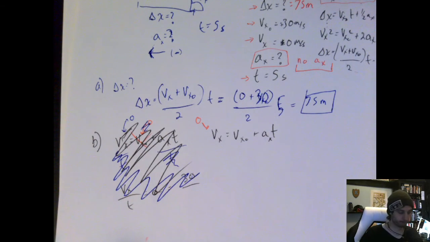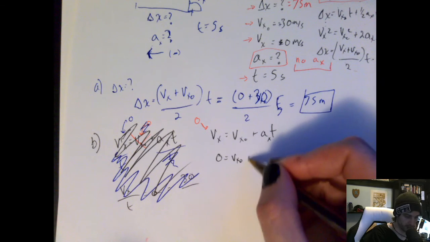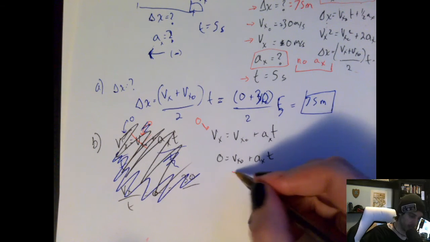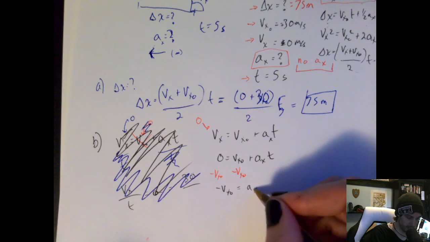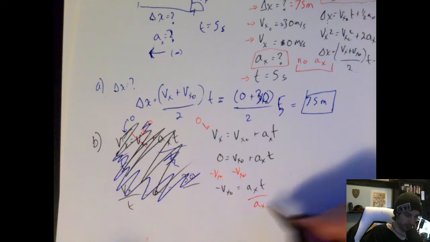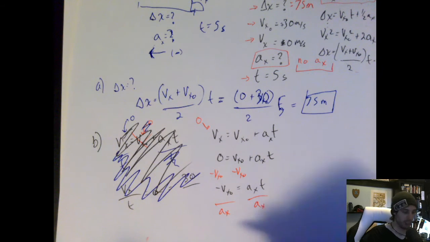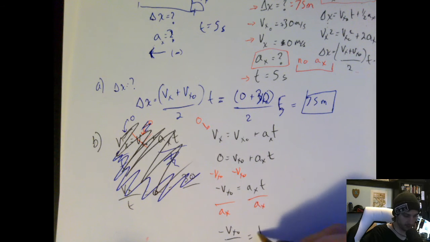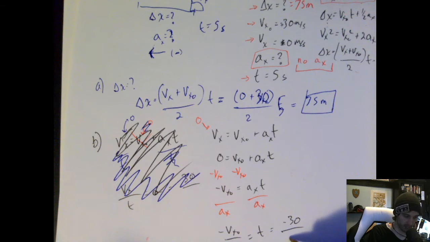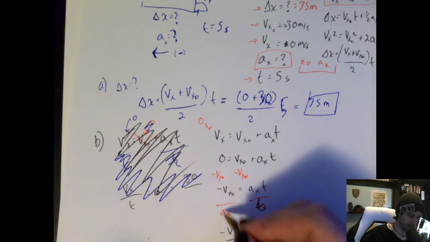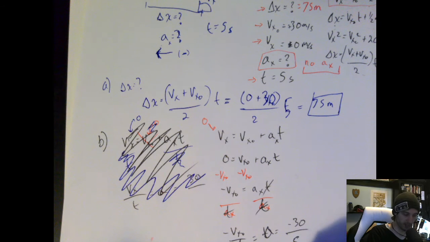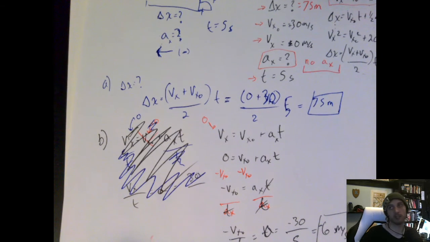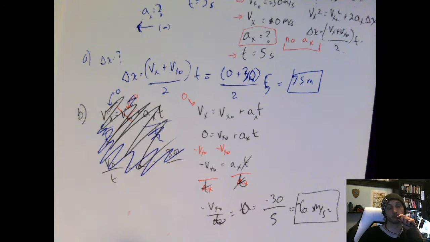This one is 0. So we've got 0 equals Vx naught plus Ax times t. I want to get rid of this Vx naught, so we've got negative Vx naught equals Ax times t. Divide each side by Ax, and that'll give us negative Vx naught over Ax is equal to our time. Oh, sorry, I'm looking for acceleration, so this should be acceleration, this should be time. Negative 30 divided by our time, which was 5, will give us negative 6 meters per second squared. Negative, which means that it was going the opposite direction of the velocity. And there's our first example.